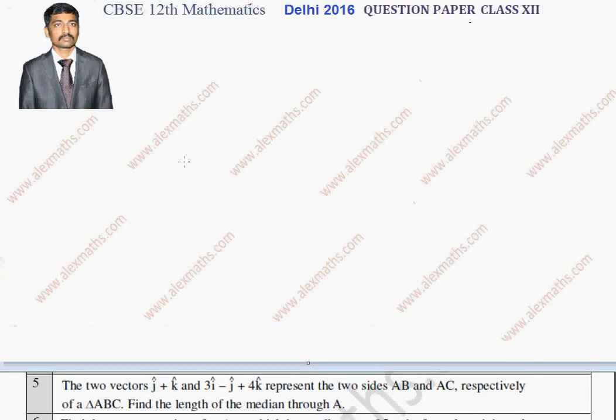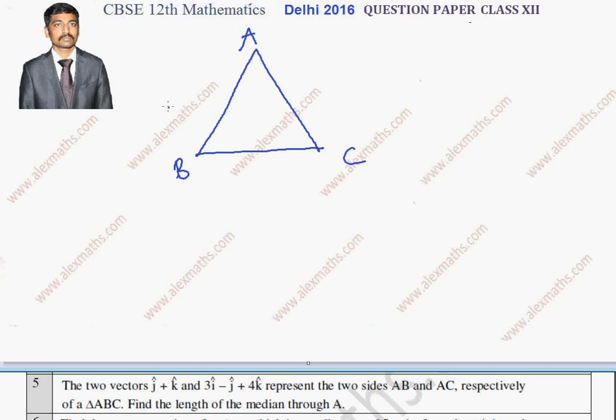Question number 5. The two vectors j plus k and 3i minus j plus 4k represent two sides AB and AC respectively of the triangle ABC. Find the length of the median through A. We'll draw the triangle and name it as A, B and C. AB is j plus k and AC is 3i minus j plus 4k. Find the length of the median through A.